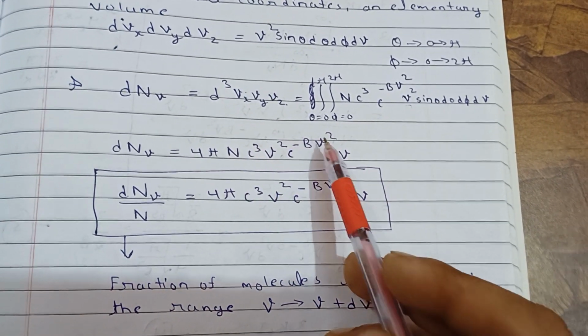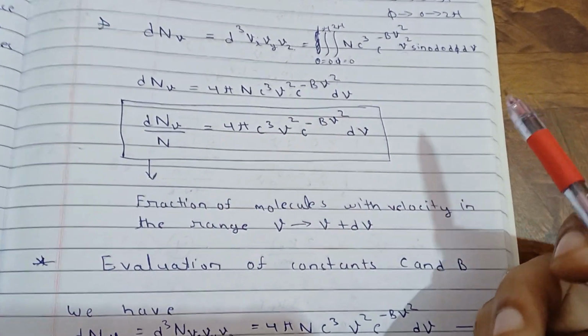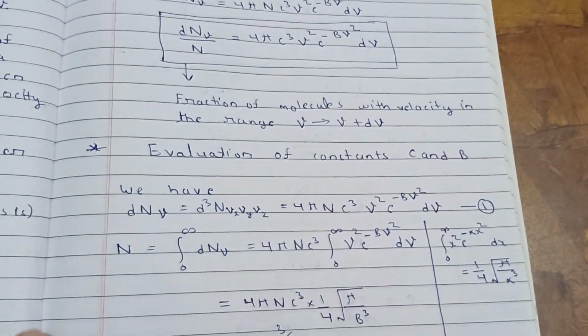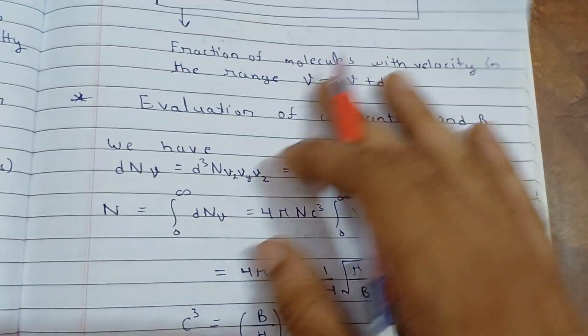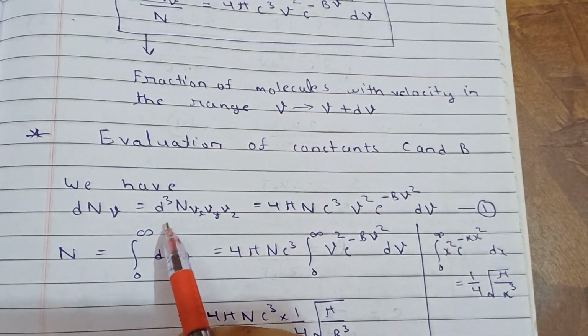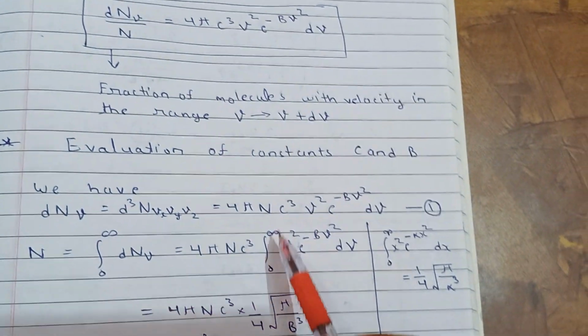But still there are constants b and c, whose values we don't know. So we need to find the constants, the evaluation of the constants c and b. So how can we do that? Now see, the number of particles lying, we already found this value, that is equal to n.